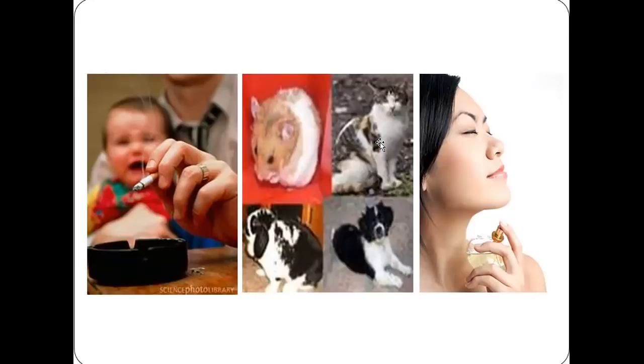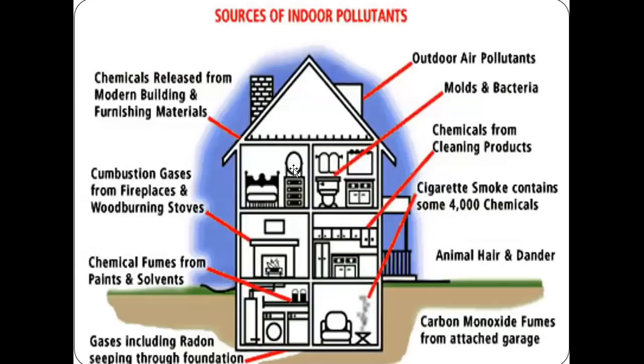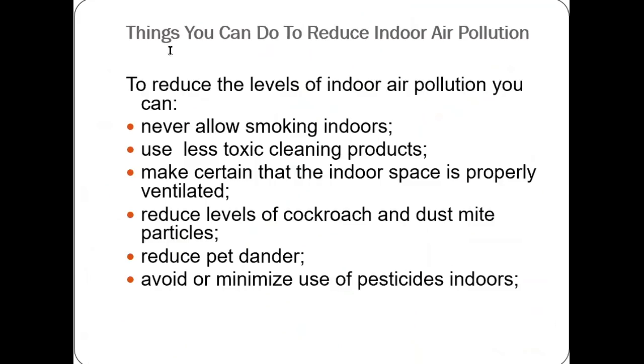When we have pets inside our house, they can also contribute to indoor air pollutants, including the use of perfumes, secondhand smoke. Okay, so take note of the sources of indoor pollutants. And these are the things that you can do to reduce indoor air pollutants in your homes, such as never allow smoking indoors. That is the reason why I commend the city government of Davao for initiating actions against smoking in public places, including in public vehicles.